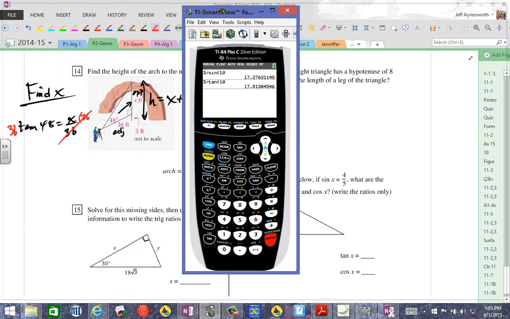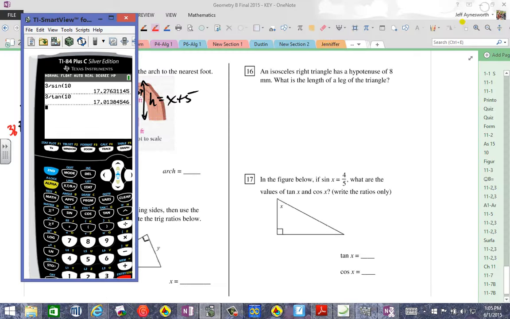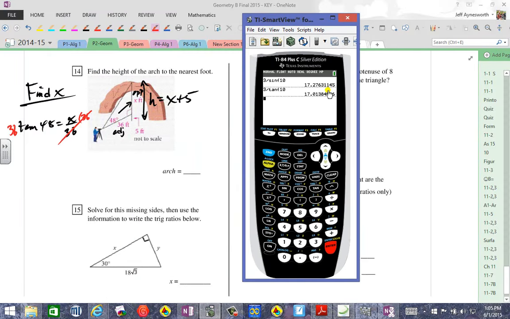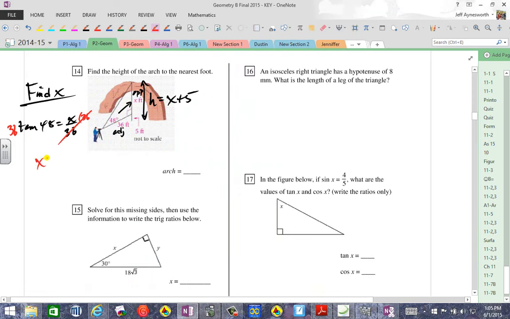So check this out. There we go. I'm going to clear it out. I've got 36 times the tangent of 48 degrees. It's about 39.98, or roughly 40. So x here is roughly 40 feet, but that's not the height of the arch. The arch is 5 feet higher than that, right? So 40 plus 5, so h is equal to 40 plus 5. H is about 45 feet. And there we go.